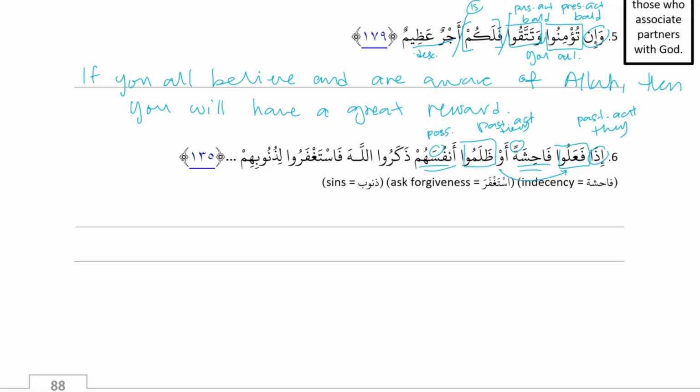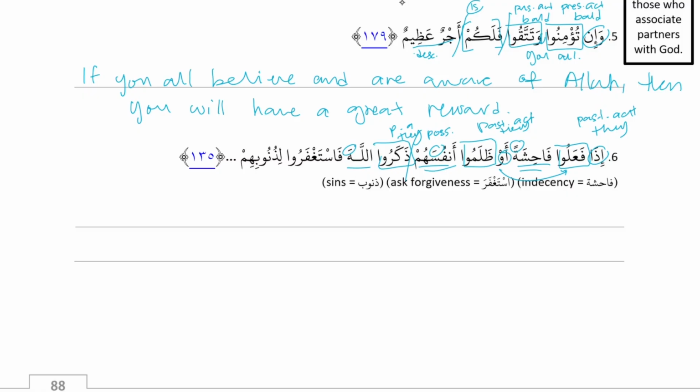And then ذكروا, so this is an action, so it's the start of our consequence. Right. New action, new sentence, and there's no connector letter coming in between. Here we had أو in between them, so we know it was continuing. But here it's just a fresh action. So ذكروا is past active. "They." And then the word Allah is the receiver.